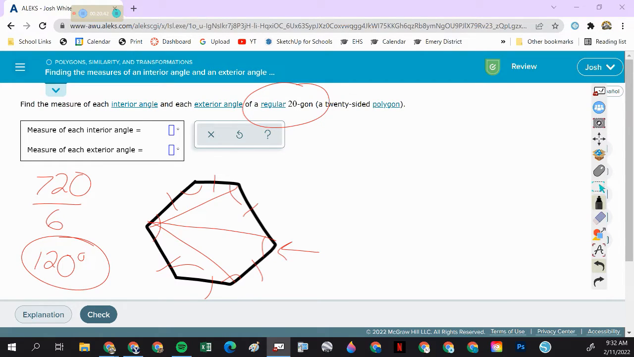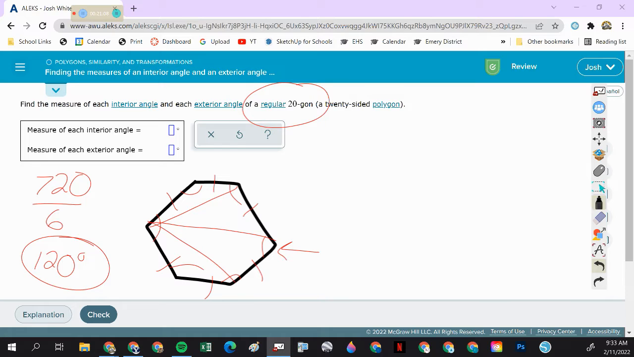Now, as polygons get more and more sides, regular polygons, do the angles get bigger or smaller? Bigger. A triangle has 3 60-degree angles. A square has 4 90-degree angles. A hexagon has 6 120-degree angles. And the bigger the polygon, the bigger the angles.